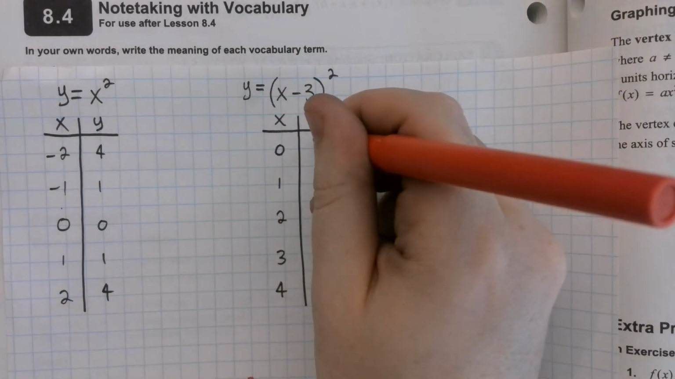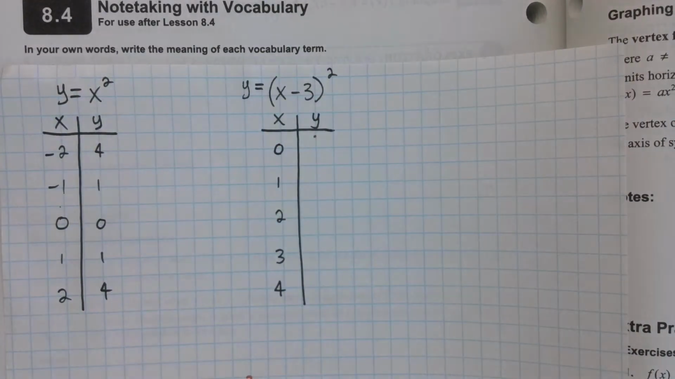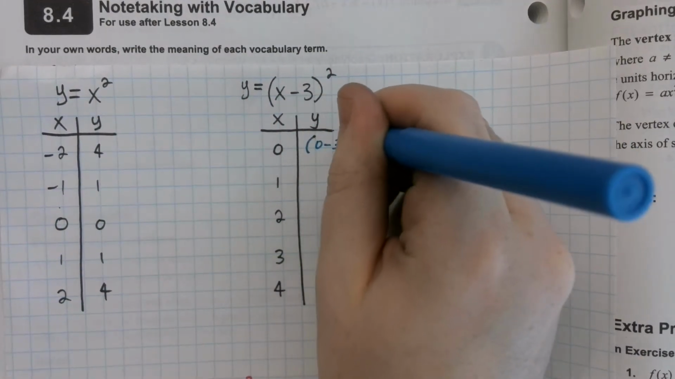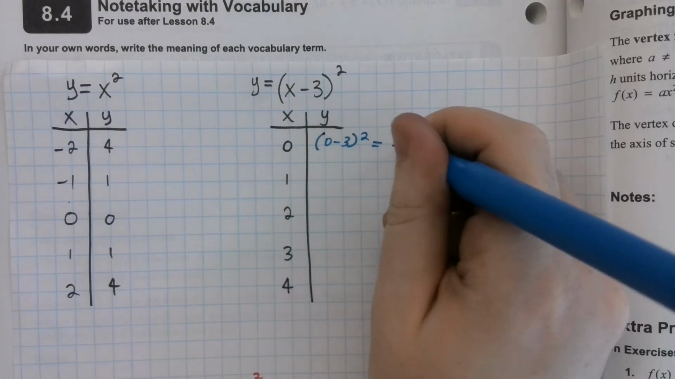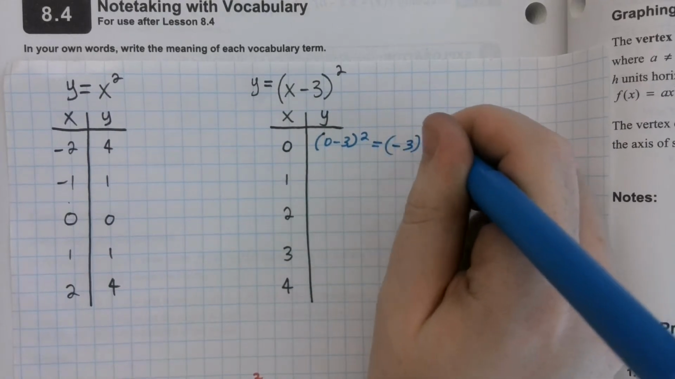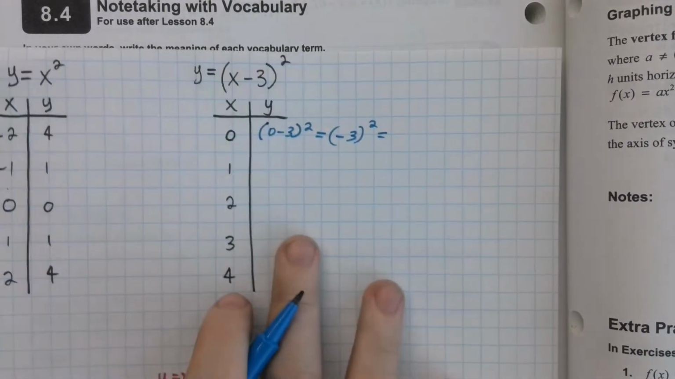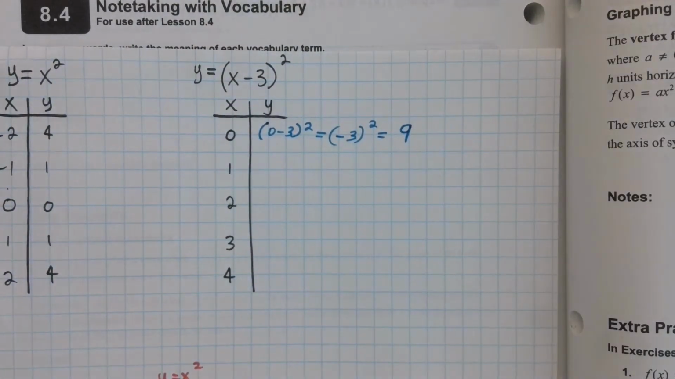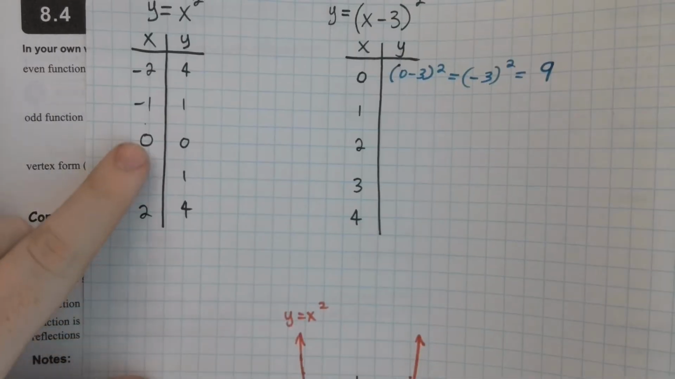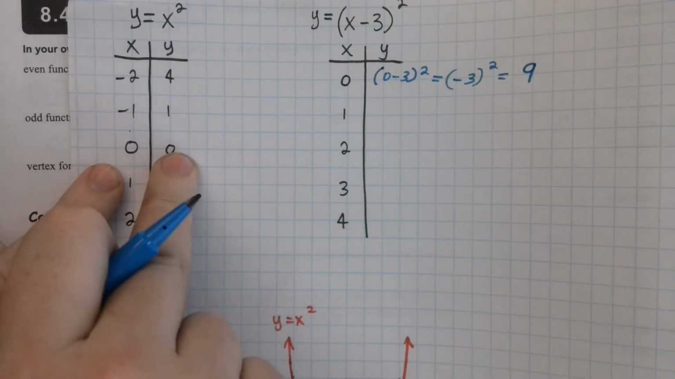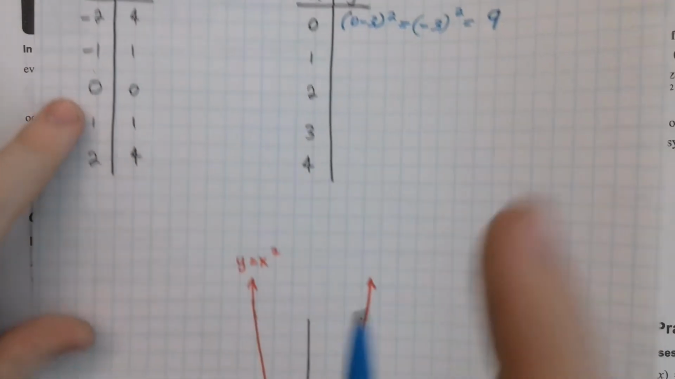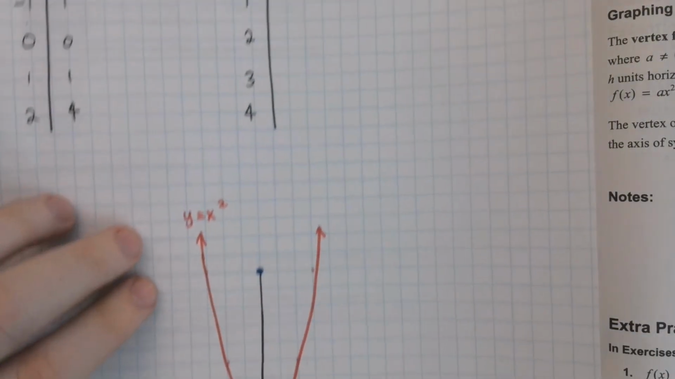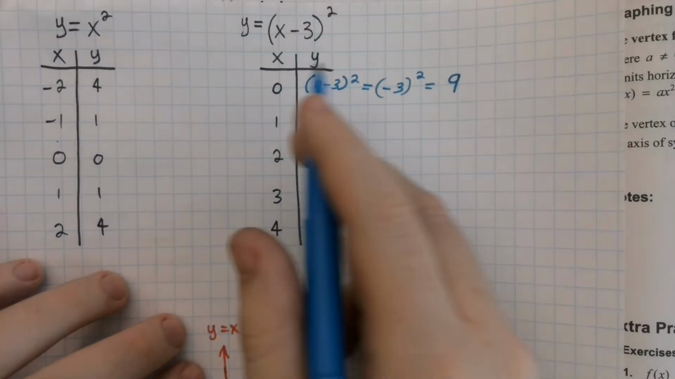If x is 0, and I plug in 0 into our equation, we would get 0 minus 3 squared, which is negative 3 squared. And what's negative 3 times negative 3? Well, it's 9. So right off the bat, we're seeing a little bit of a difference. On this graph, x equals 0 gave you a value of 0. Here, it's giving us a value of 9. So that's going to be all the way up here. Let's see what happens as we continue.